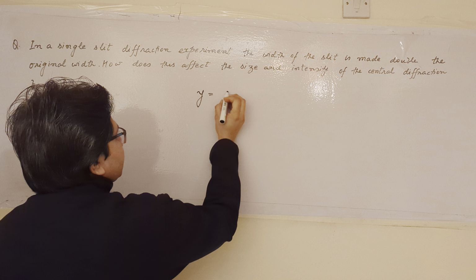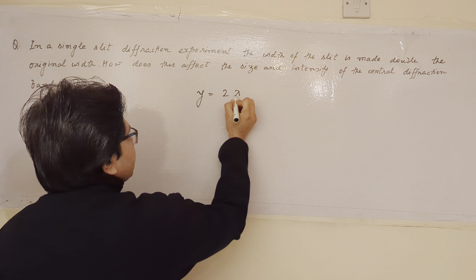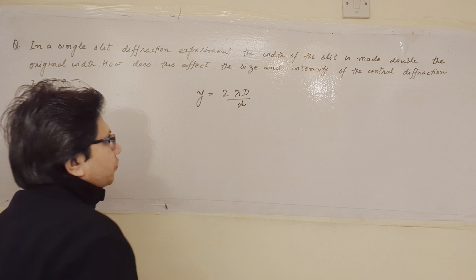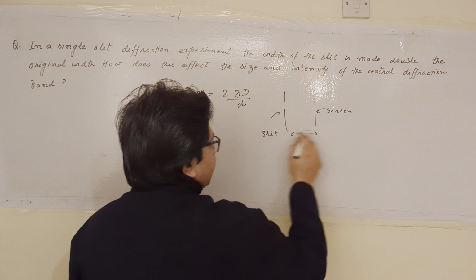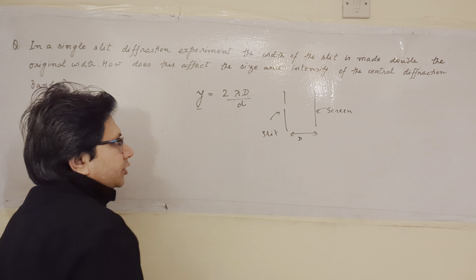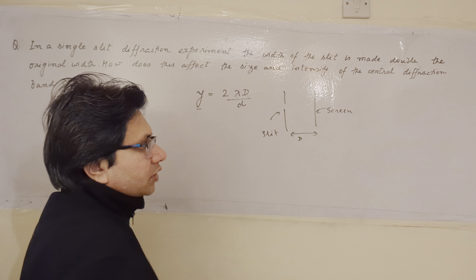For the single slit experiment, we know that the width of the central maximum, for example, is y. So y is given by 2 lambda capital D upon small d, where y is the width of the central maximum, lambda is the wavelength, capital D is the distance between the slit and the screen, and small d is the width of the slit. So this is the formula to calculate the width of the central maxima.